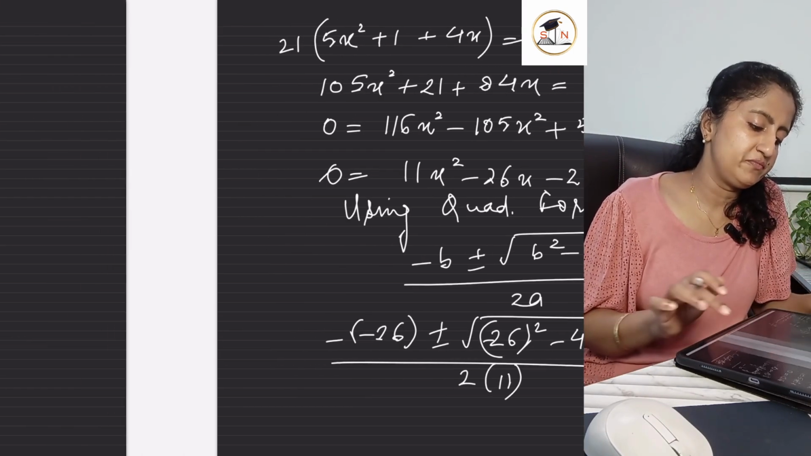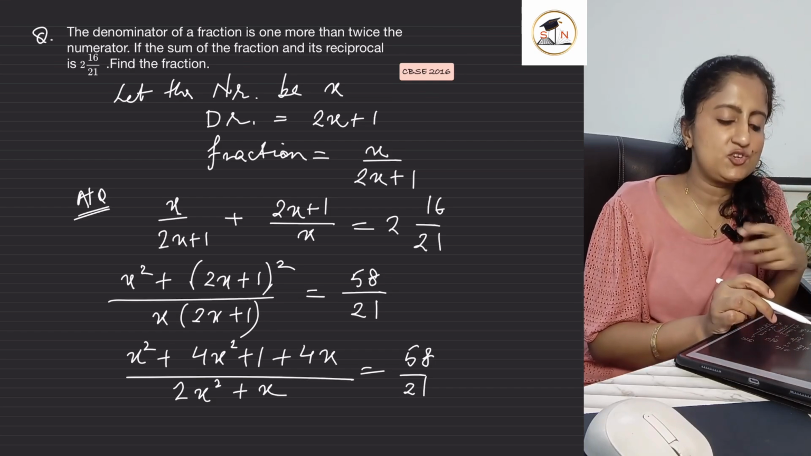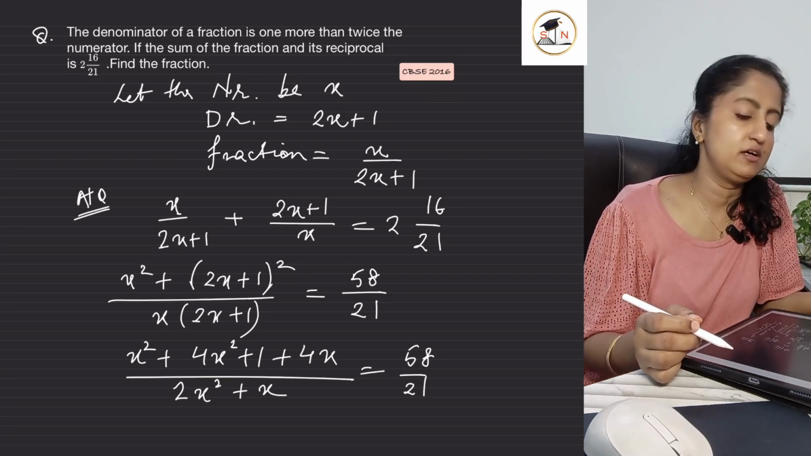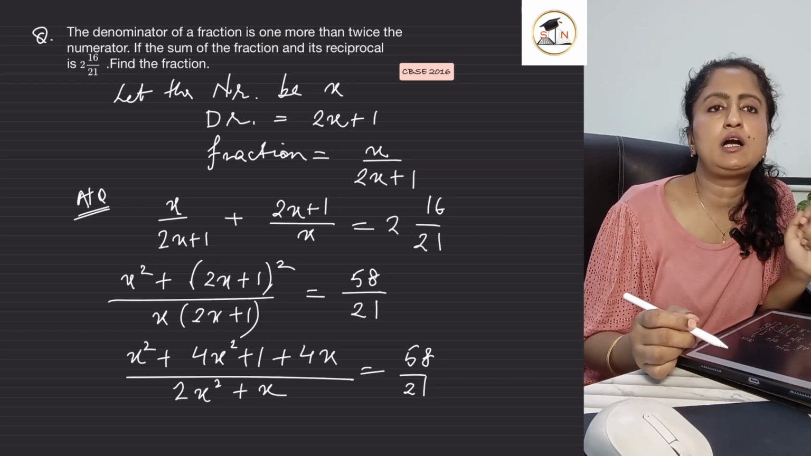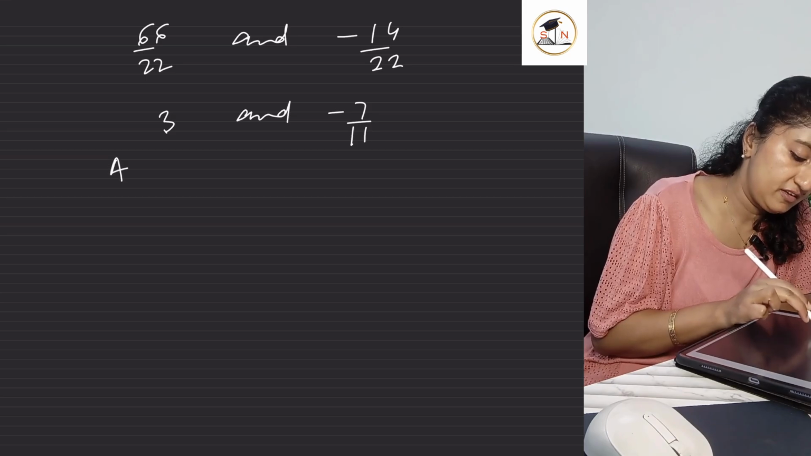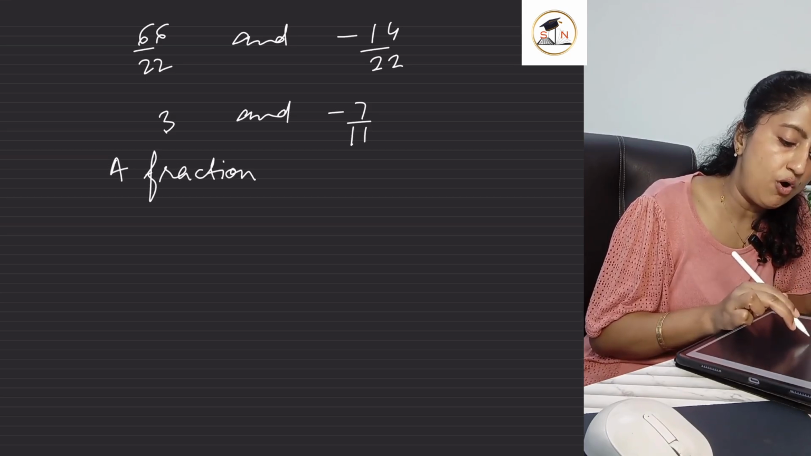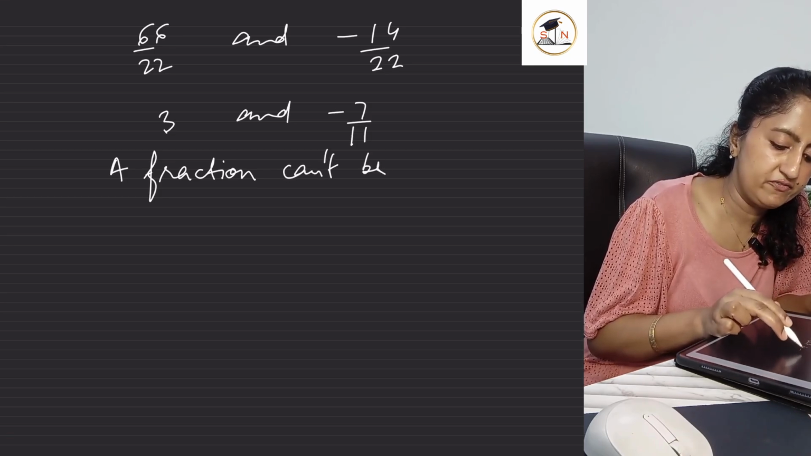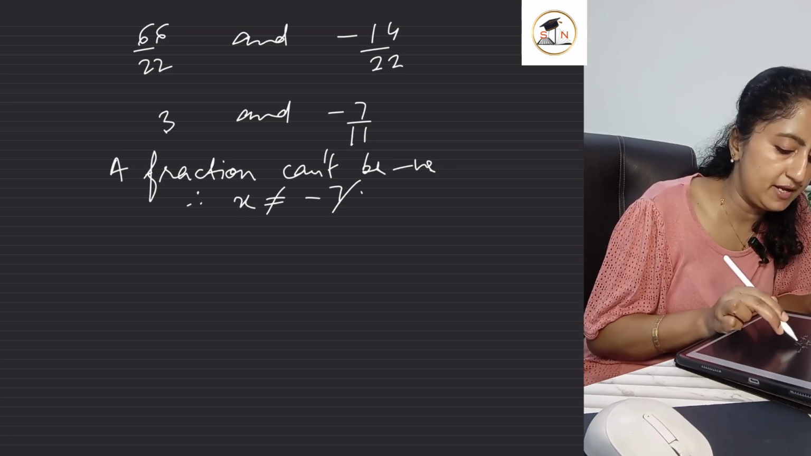Meanwhile, what was the question? The question was the numerator is x, right? So the numerator can be a fraction, but they're talking about a fraction over here. They're not talking about any rational number. So our numerator can't be negative. A fraction can't be negative. You have to pay attention to whether the question is talking about a fraction or a rational number. A fraction can't be negative, and therefore x cannot be equal to minus 7 by 11.